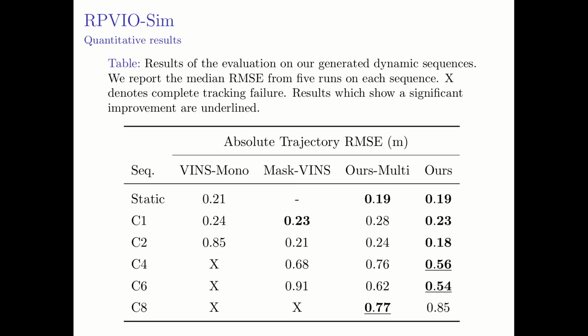Here we provide quantitative results of two versions of RP-VIO, one using a single plane and another using multiple planes, on our dataset. We compare against VINS-Mono and a version of VINS-Mono called Mask VINS that simply masks out the dynamic objects. We show a significant improvement in robustness over VINS-Mono as it fails to track in 3 sequences, and an improvement in accuracy over Mask VINS owing to the plane-based optimization.